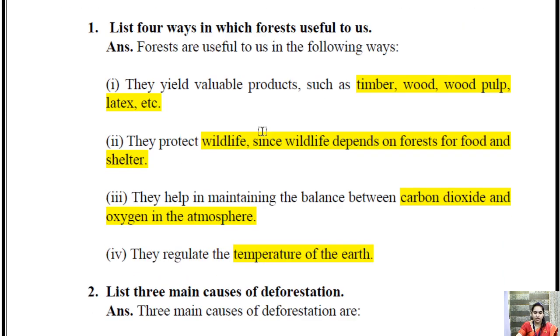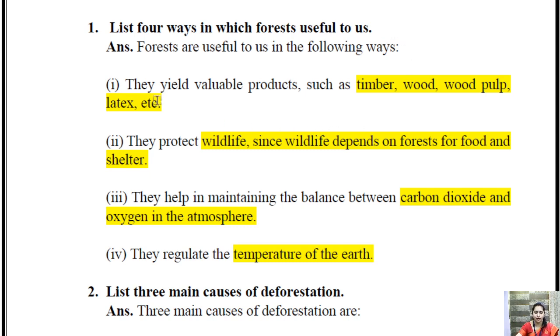Question number 1. This we have discussed, but again I am starting it from here. So question number 1 is list 4 ways in which forests are useful to us. So we have to tell what are the 4 different ways in which forests are useful. Though there are many useful things from the forest that we get, but we have to mention only 4 ways.